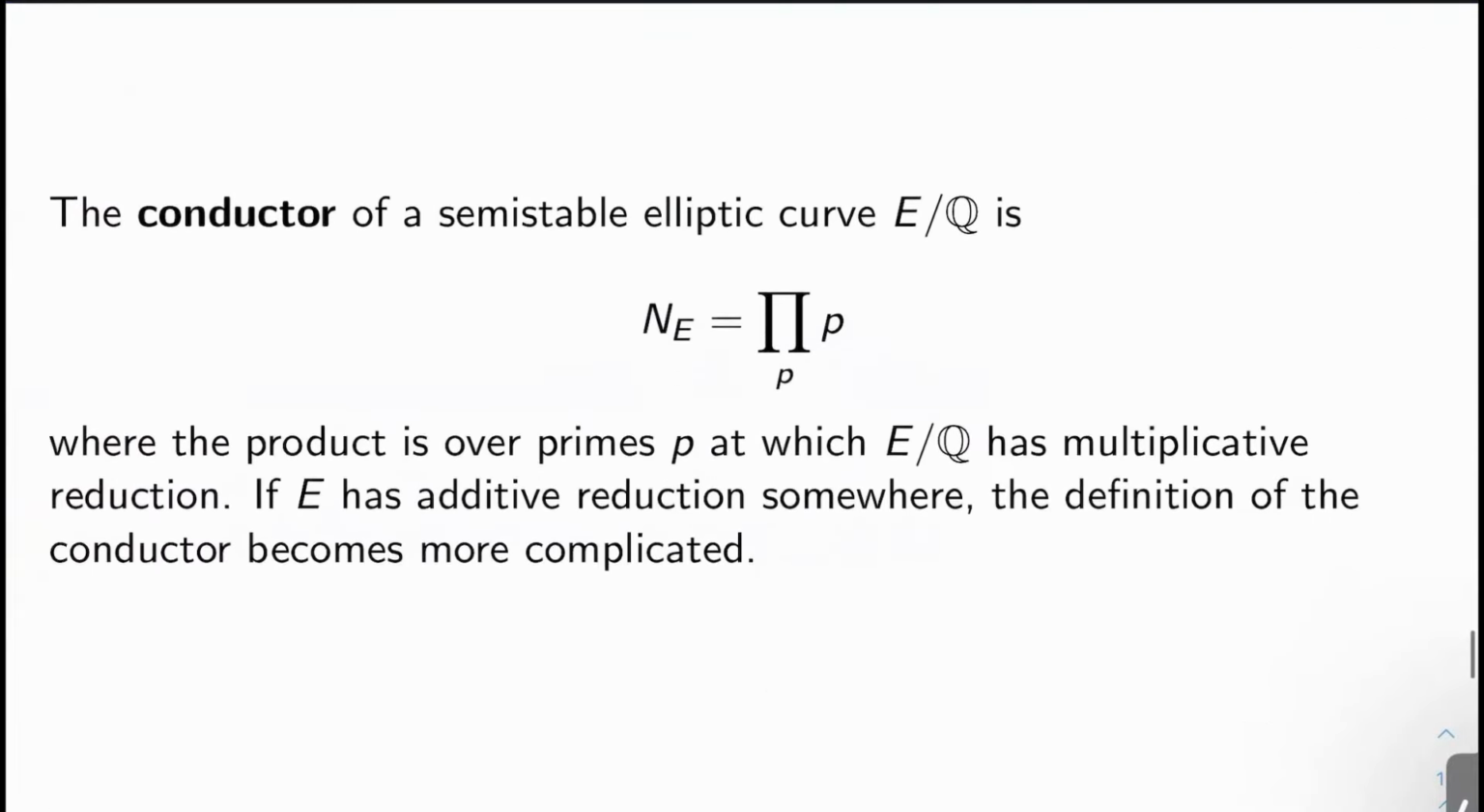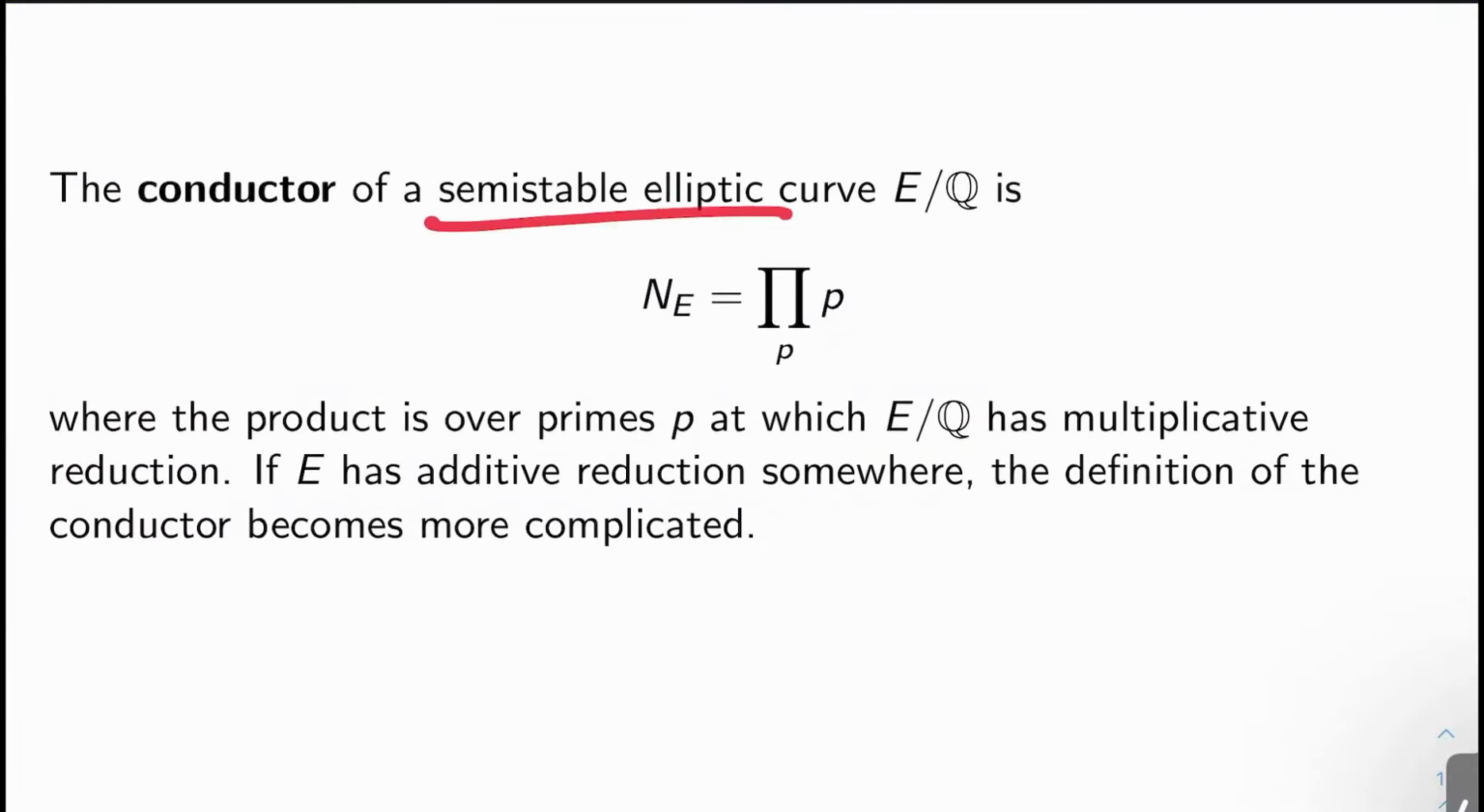The conductor of a semi-stable elliptic curve E over Q, N sub E, is given by the product over primes P at which E over Q has multiplicative reduction. Every elliptic curve over Q, and in fact over whatever number field, does have a conductor, but if E has additive reduction somewhere, the definition of the conductor becomes more complicated in general. I don't want to get into it. We're going to be discussing mostly semi-stable elliptic curves anyway.